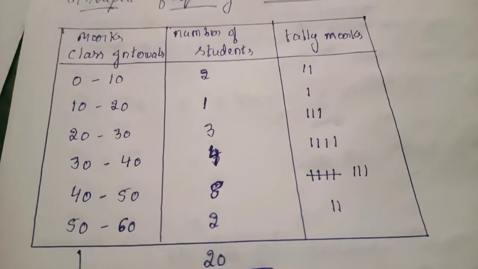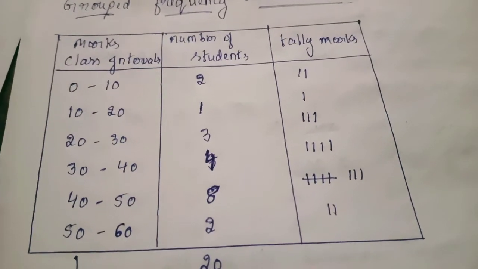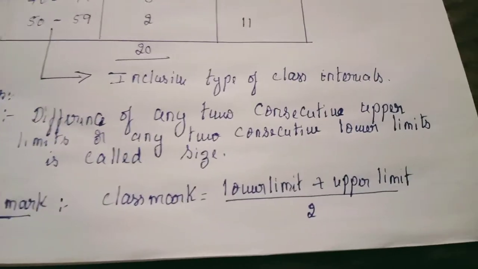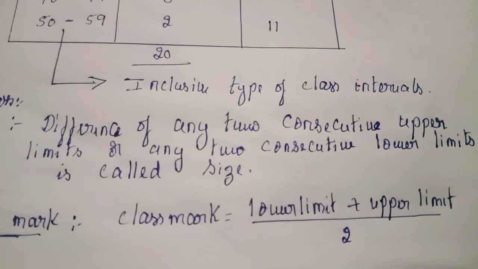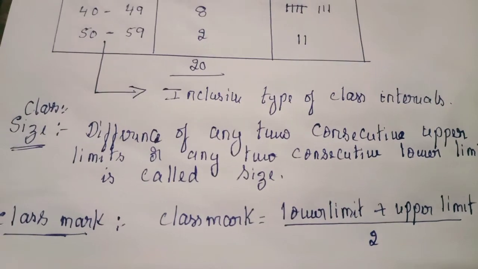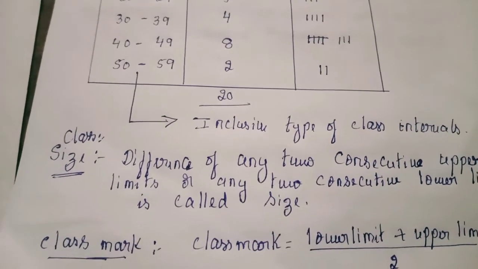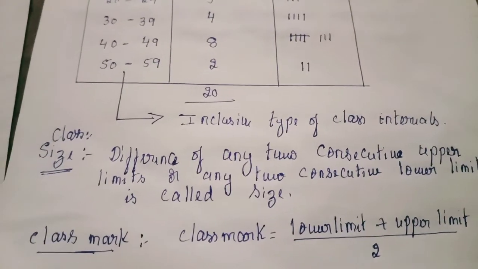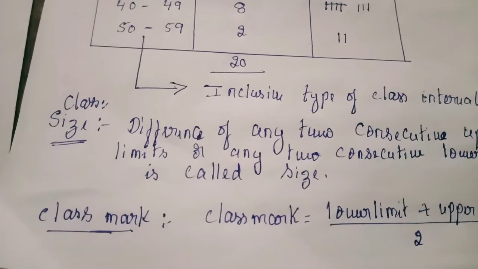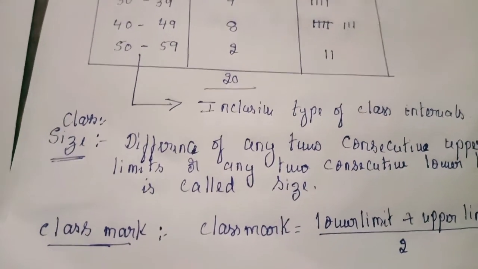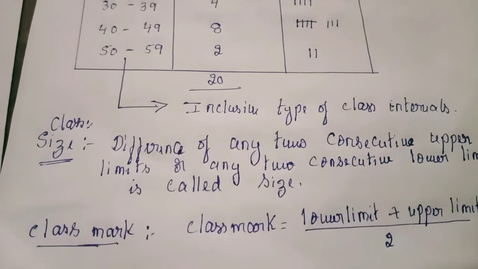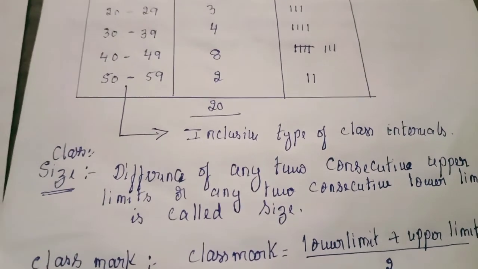The class mark is the middlemost observation in that class interval, and the formula to find it is lower limit plus upper limit, whole divided by 2. And if you remember 9th standard statistics, we use class mark to draw the frequency polygon and also the histogram with frequency polygon.